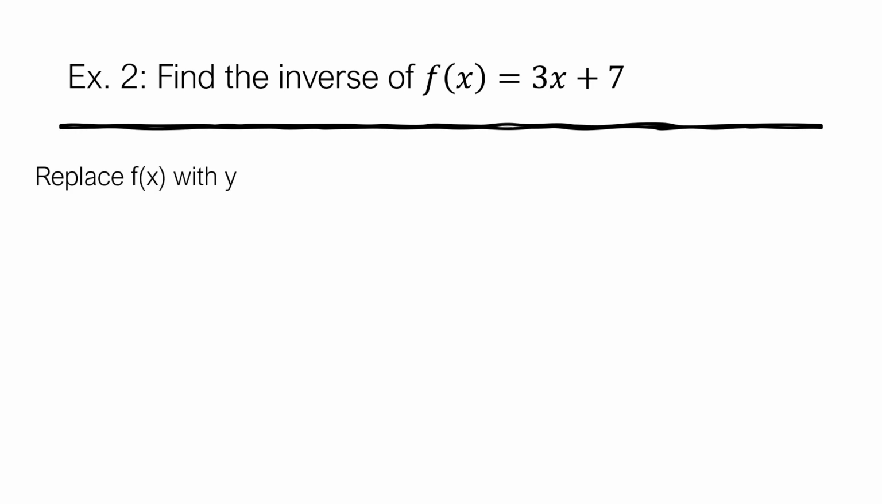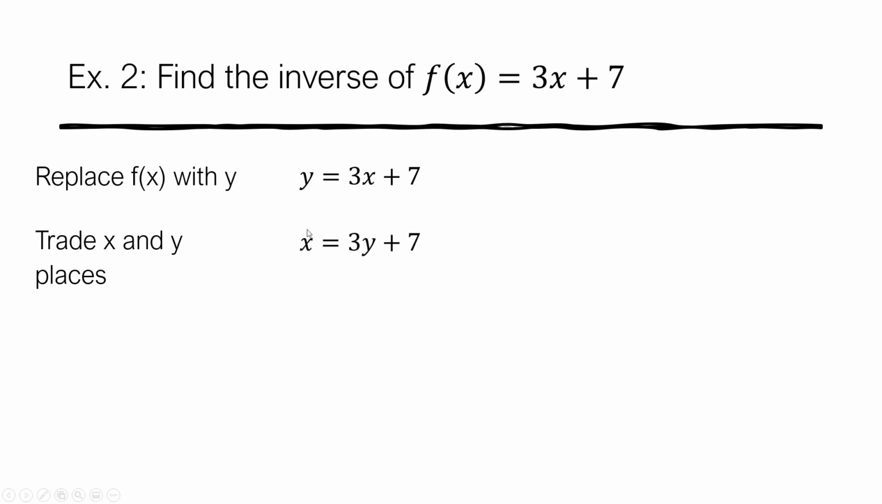Now the first step that we have to do is replace f of x with y. So instead of writing f of x, we write y equals 3x plus 7. So the f of x is being replaced with y. The second step that we have to do is trade x and y places. So instead of y equals 3x plus 7, we have y replaced by x, and x replaced by y. So this is it. Now the next step is to solve for y.